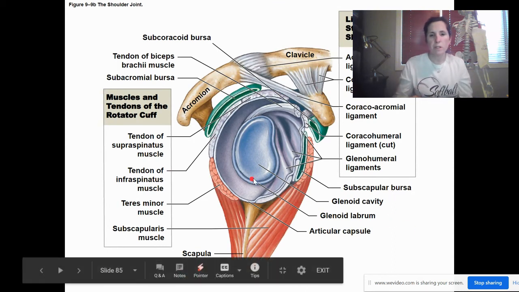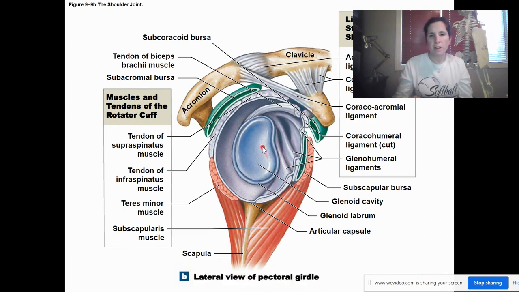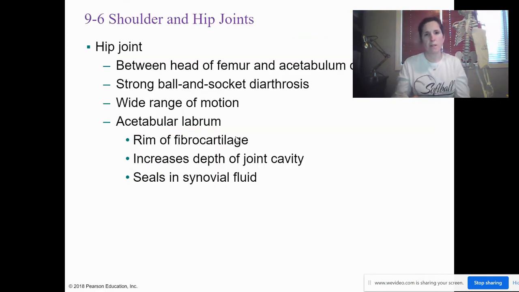So here's what I wanted to show you from this view here. This is the glenoid labrum right here, and this is the cavity. So that's going to help deepen the socket. And then with all of the different tendons and muscles that you see around it and ligaments, that helps stabilize the joint, but it still has the most movement, but less stability.